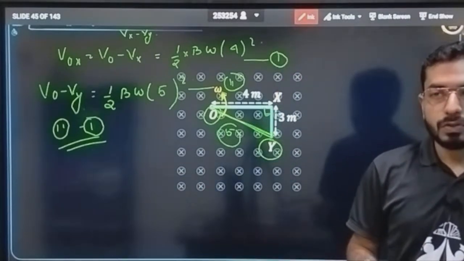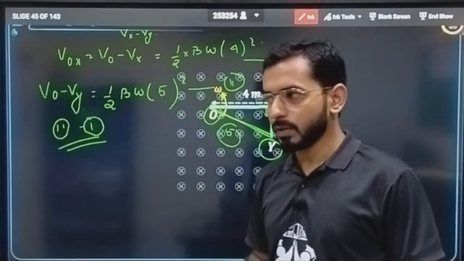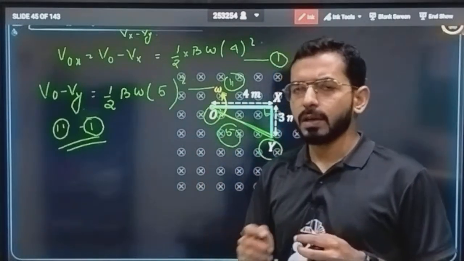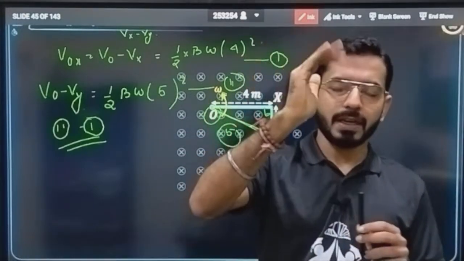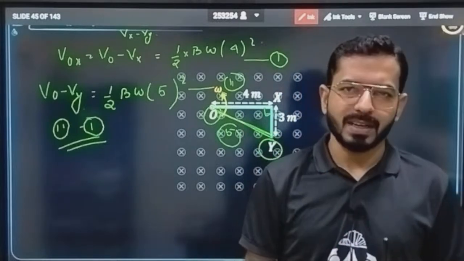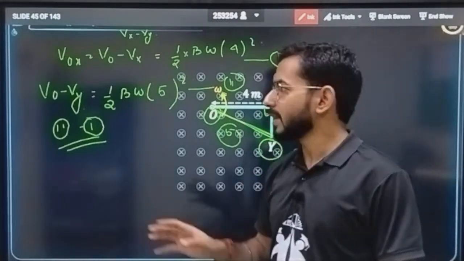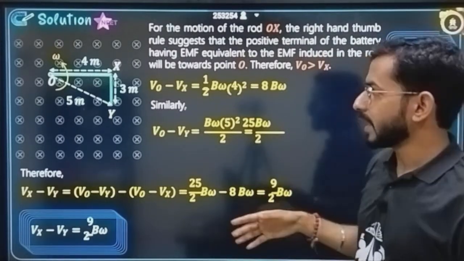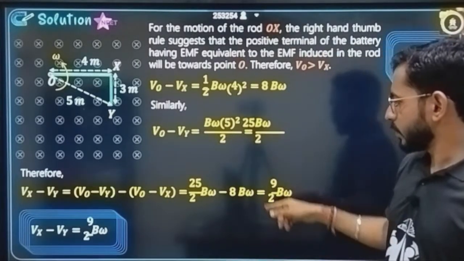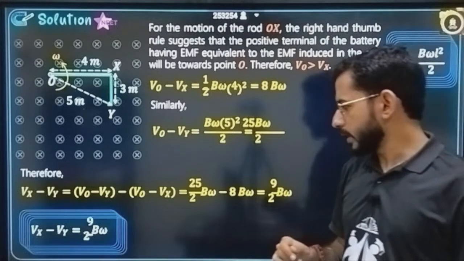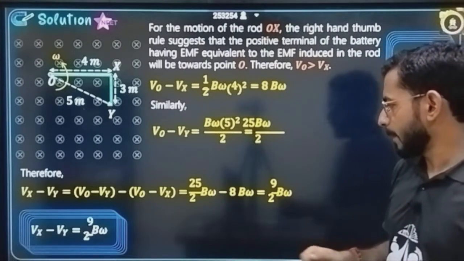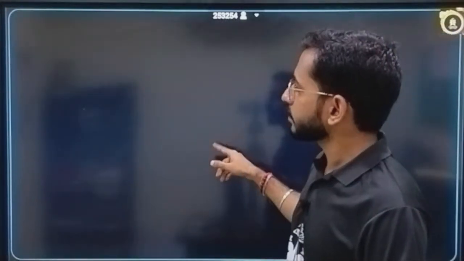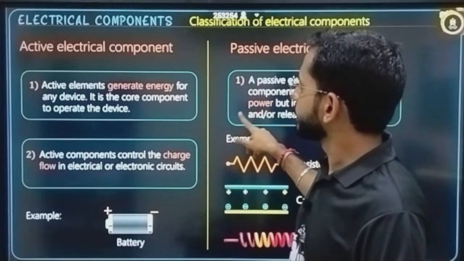Is it clear? So you don't have to worry about how I will be calculating across this one. Just simply focus on the point about which it is rotating and just see the effective length that is coming, and that's it. That is what you have to understand. Otherwise you can apply the direct formula. There is no issue in that. And the final answer that I will be telling you, when you solve, you will be getting the result as 9 by 2 into B omega. That is the final result that you will be getting. Is it clear?